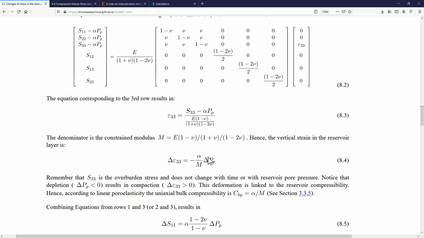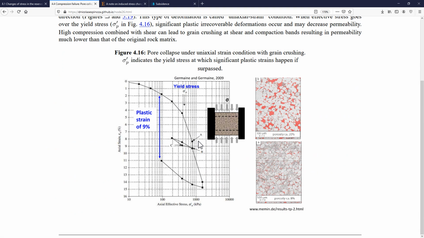Something important to mention now is that this equation can capture only elastic strains. But with depletion, most times what we see is that serious deformation comes from plastic deformation. And this is also seen in this particular figure, in which if we, for example, wanted to model the strain which is caused by grain crushing, I'm not going to be able to do that with the equations that I shared with you before, because those equations just capture the elastic strain, mostly in this part.